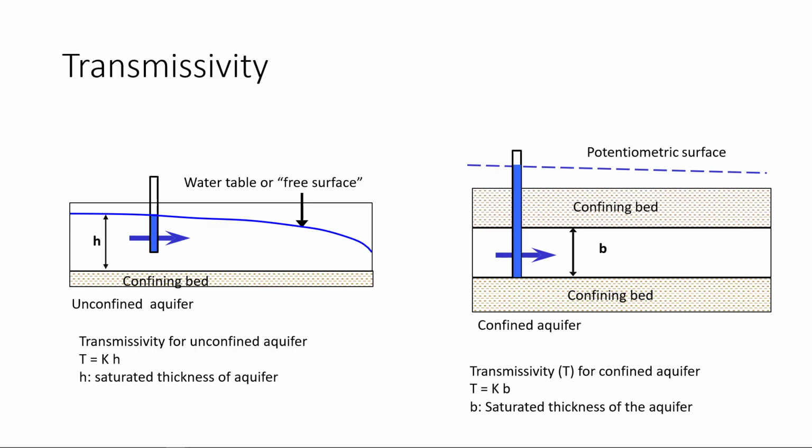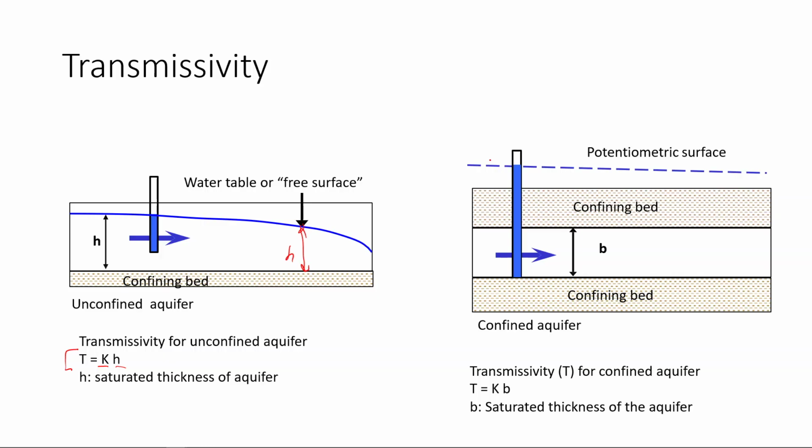So for the transmissivity, this is the water table, this is like your free surface, and this is your confining aquifer. Transmissivity of an unconfined aquifer, in that case, is different because the water level will go down. So transmissivity would be K times H. See, the water level here goes down, so H is not constant.